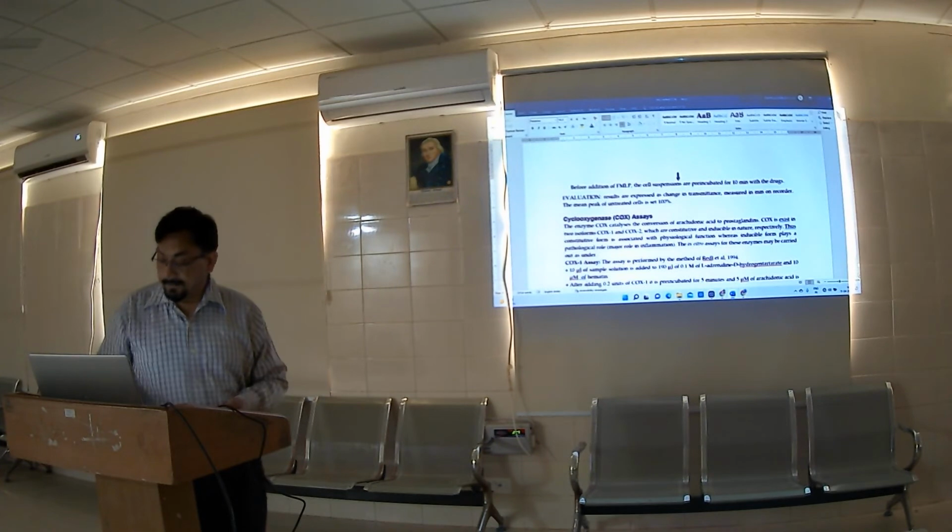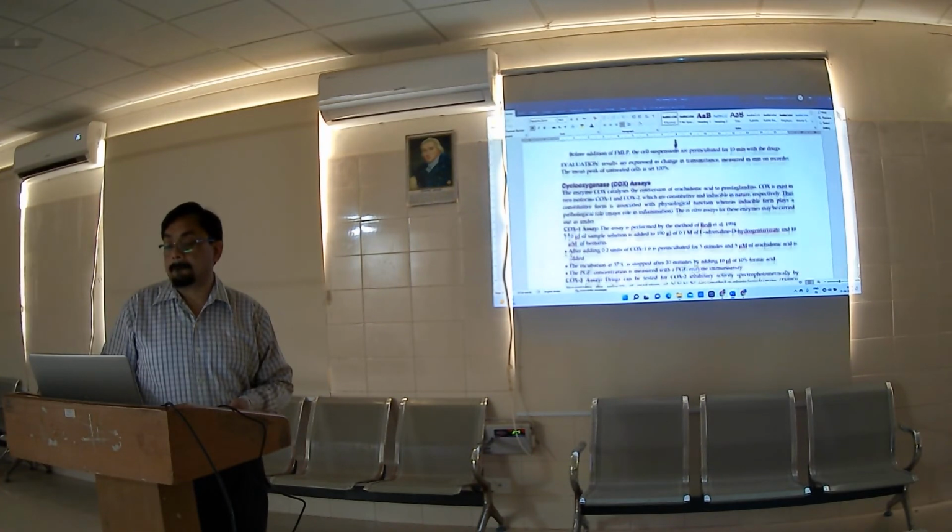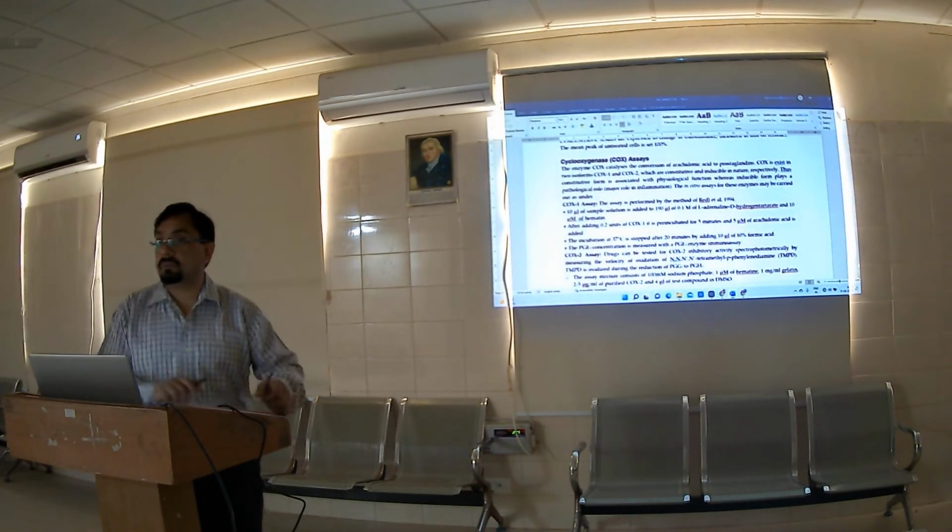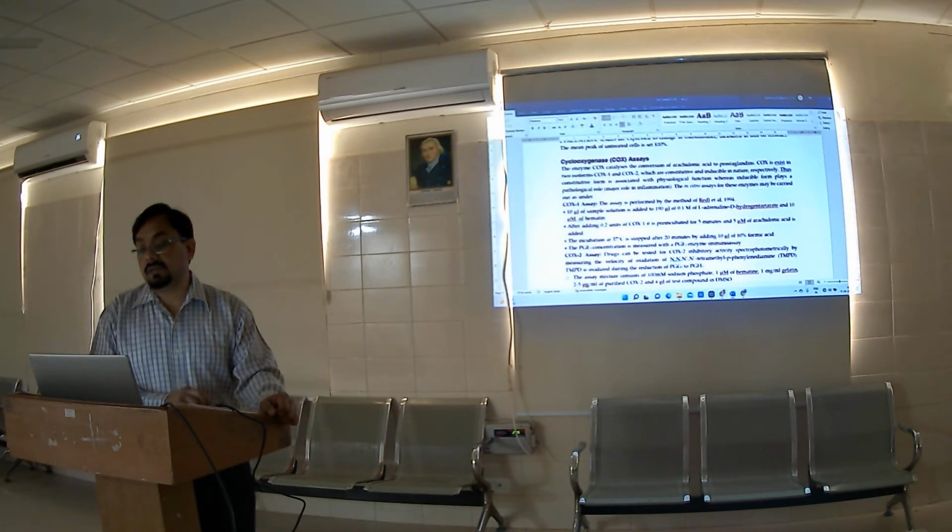COX assay, this is cyclooxygenase, we know a very important enzyme in the arachidonic acid metabolic pathway.